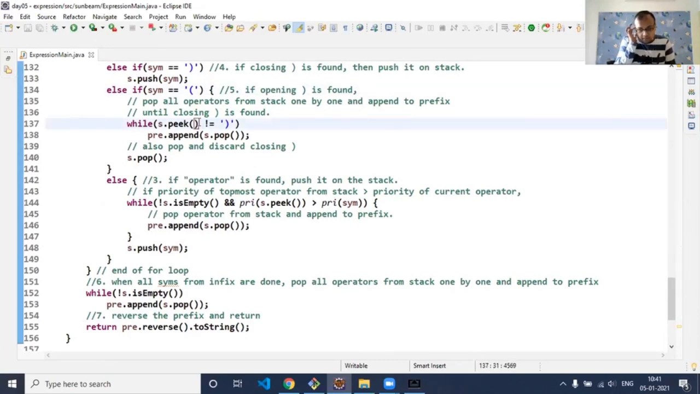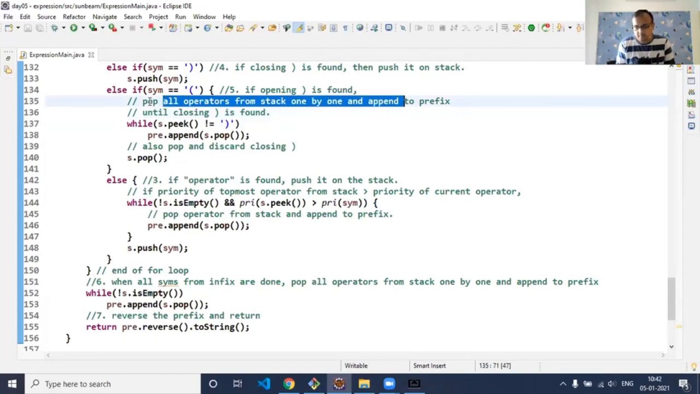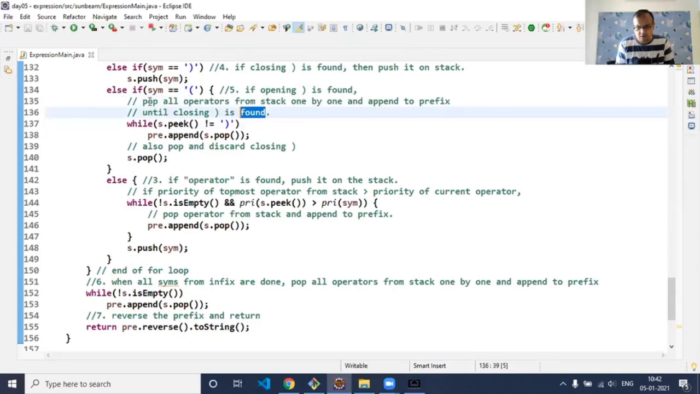So line number 136, someone is saying line number 136, if pop all operators from the stack, append to prefix until closing is found. I guess it is clear, correct, no? 134: if opening is found, yes, that is correct. Its parenthesis got reversed, that is okay. I changed the word, but forgot to change the parenthesis. That's it. By the way, here point number 7 is extra.